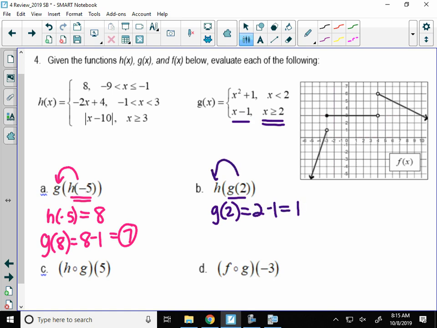I put that value into the left function of h. H is back over here on the left. So I find 1. 1 falls in this middle domain. It's between negative 1 and 3. So I'll put 1 into this function of negative 2x plus 4. So I'll have negative 2 plus 4, which equals 2.